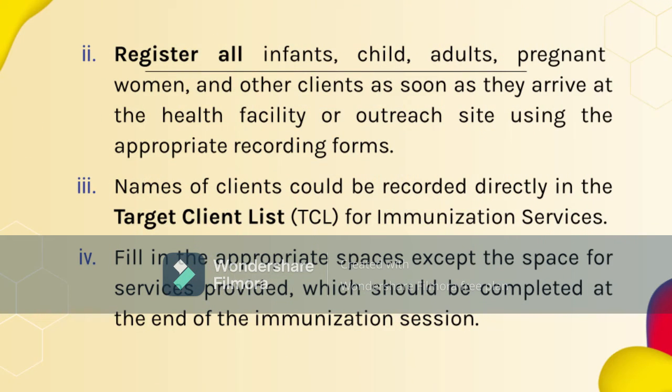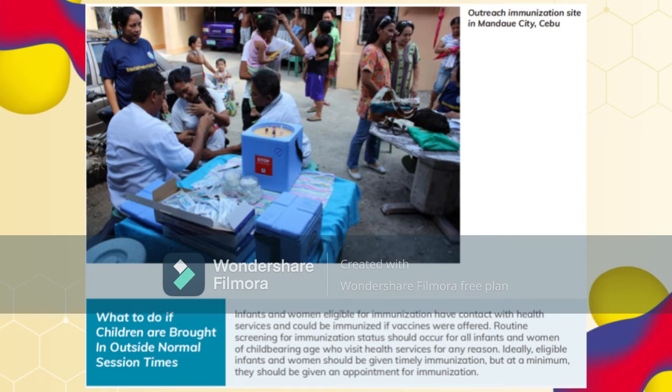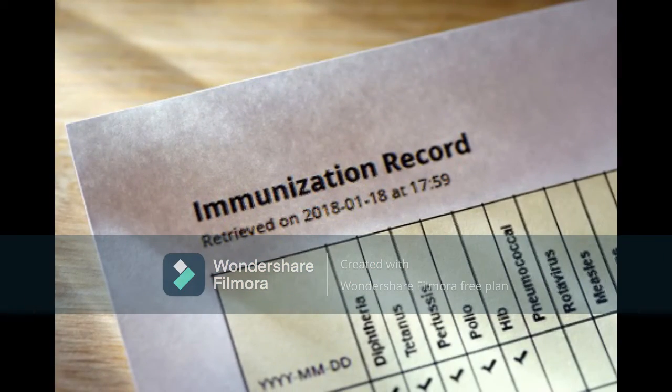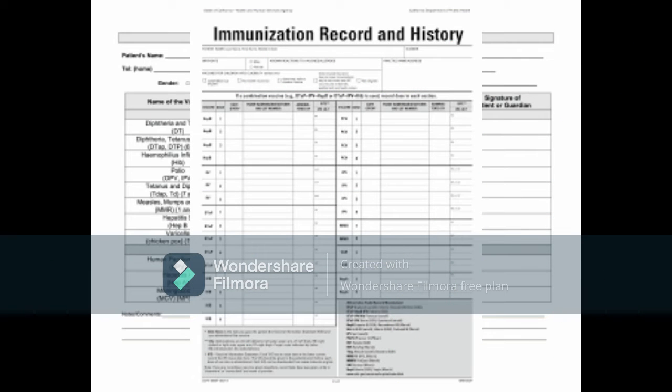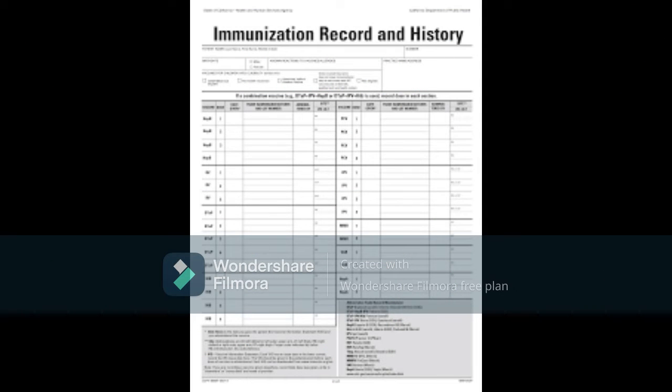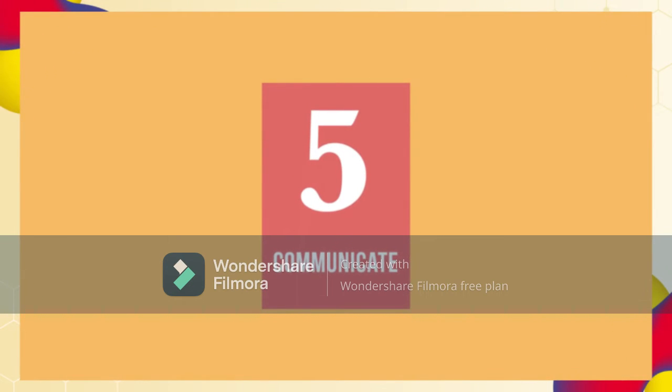It is important to register all infants, children, adults, and pregnant women and other clients as soon as they arrive at the health facility or outreach site using the appropriate recording forms. The names of the clients could be recorded directly in the TCL for immunization services. Fill in the appropriate space except for the space services provided, which should be completed at the end of the immunization session. Another important aspect is the communication with parents during and after immunization session.